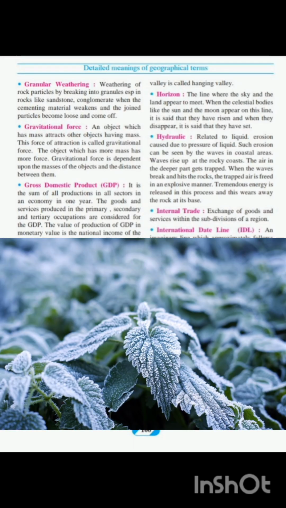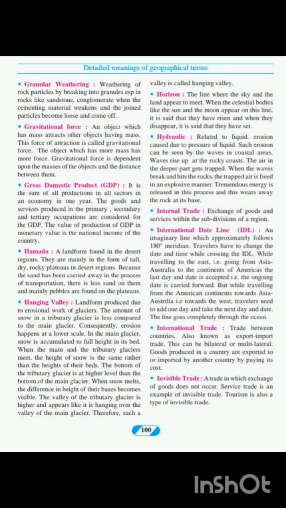Next one is hamada. Hamadas are landforms found in desert regions. They are mainly in the form of tall, dry, rocky plateaus in desert regions. Because the sand has been carried away in the process of transportation, there is less sand on them, and mainly pebbles are found on the plateaus due to the erosional work of the wind.